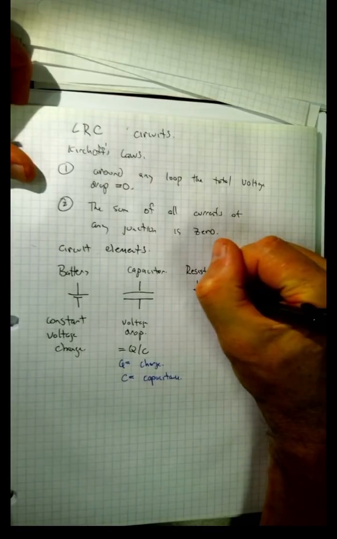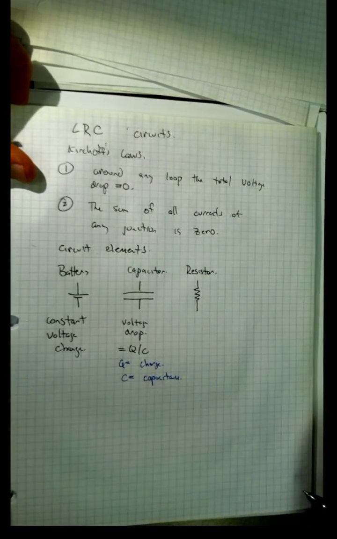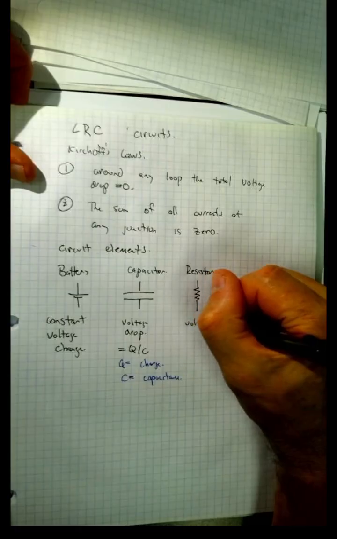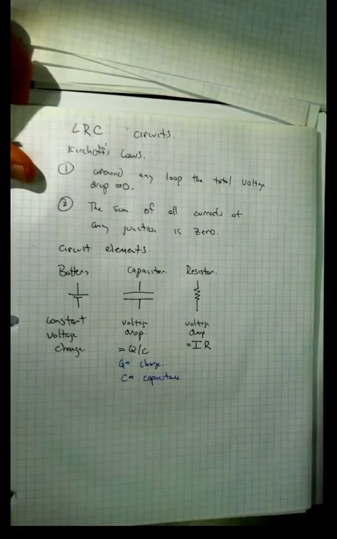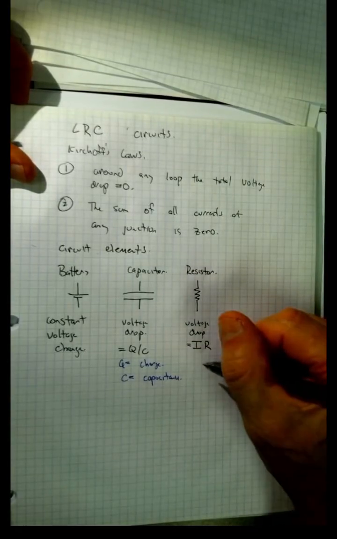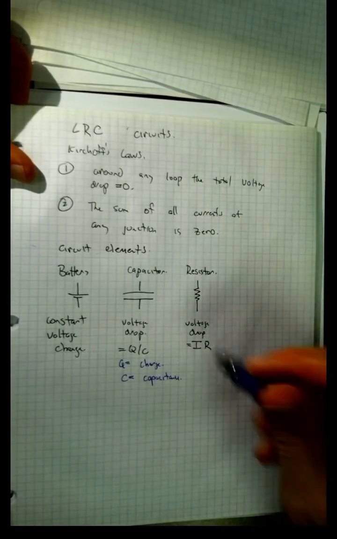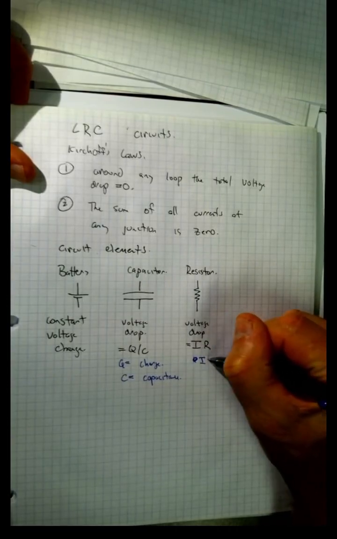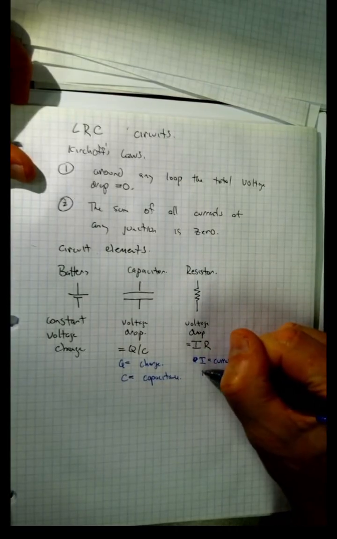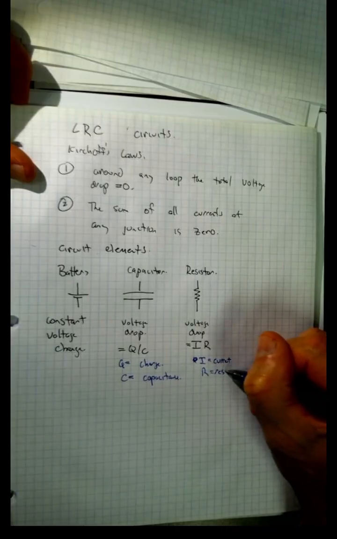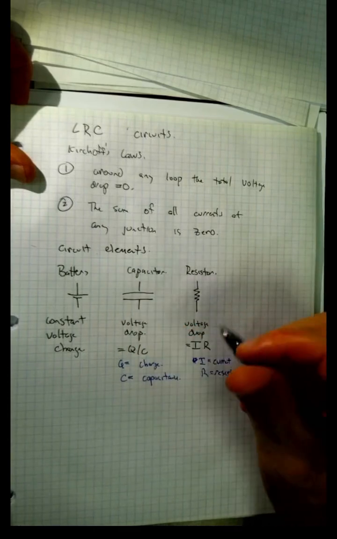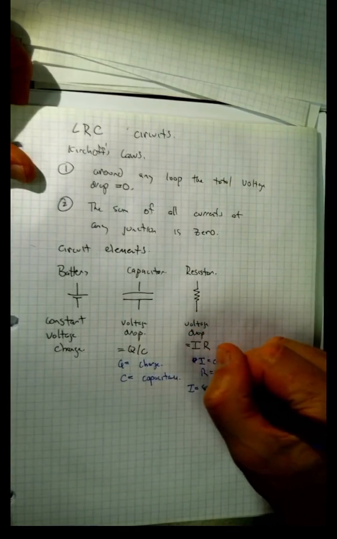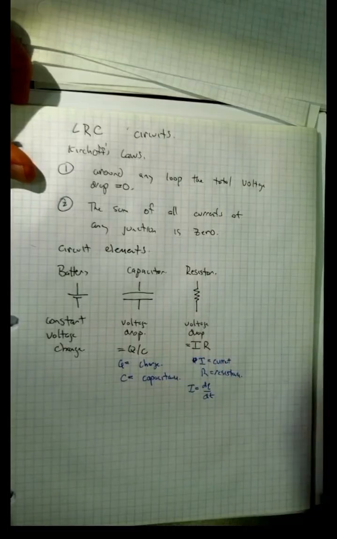You can have a resistor, which is basically a squiggly line. And the voltage drop here is going to be the current times the resistance. And this is Ohm's law. And in this case, I is the current, R is the resistance, and the R is generally going to be, for us, a constant. And the relationship between the charge and the current is that the current is the rate of change of the charge.